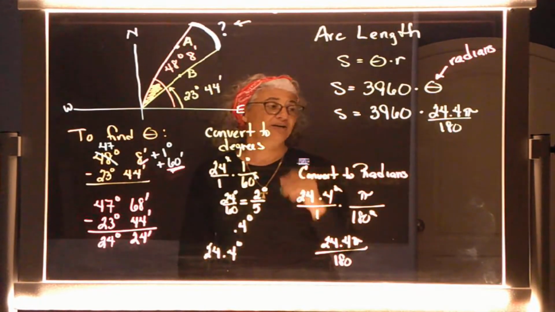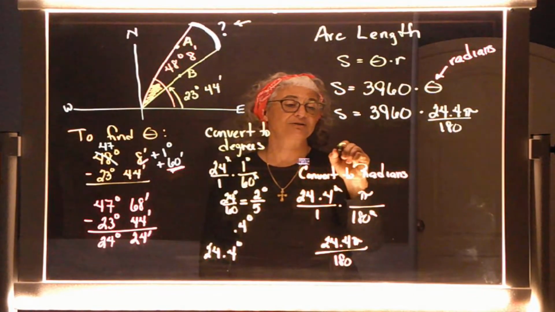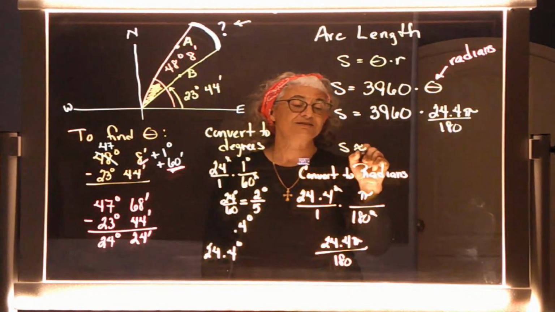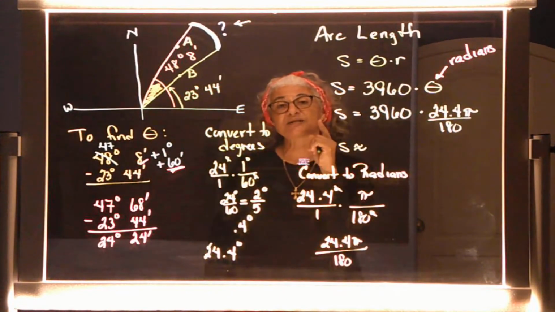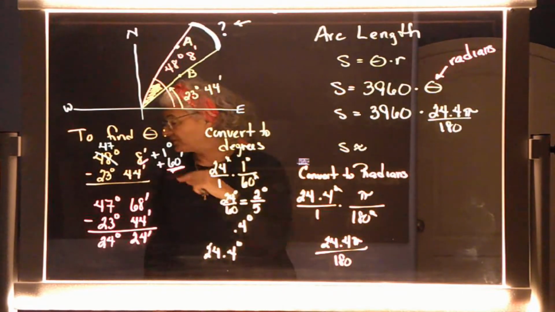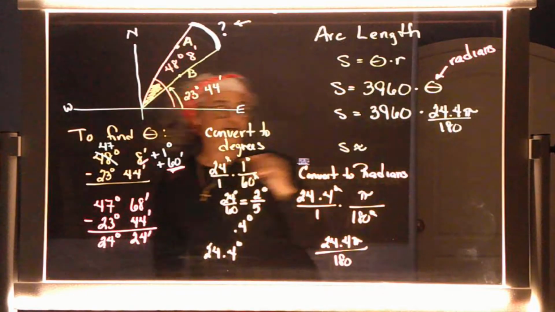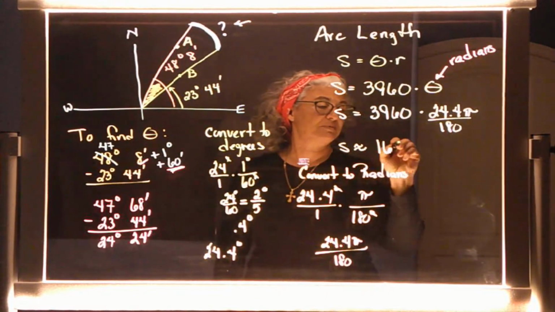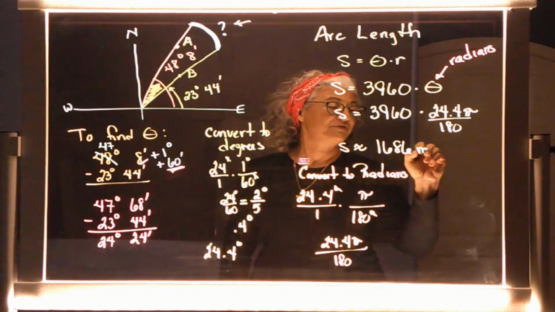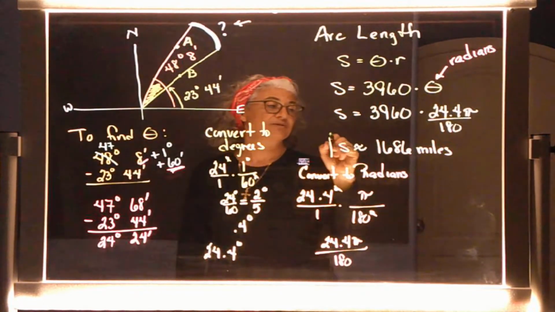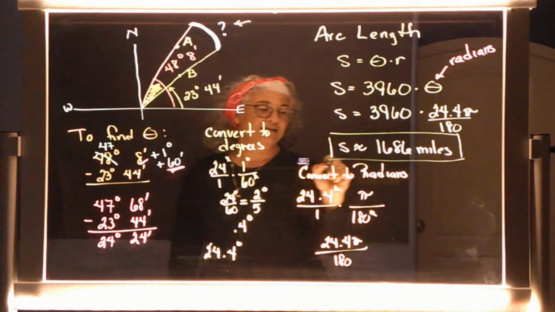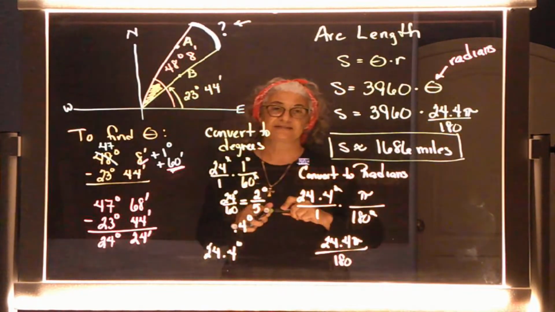And get your calculators out. I already got my calculator out. I find that the distance between these two cities, and let's see, they said round to the nearest mile. So when you punch it in your calculator, I have 1,686 miles is the distance between city A and city B.